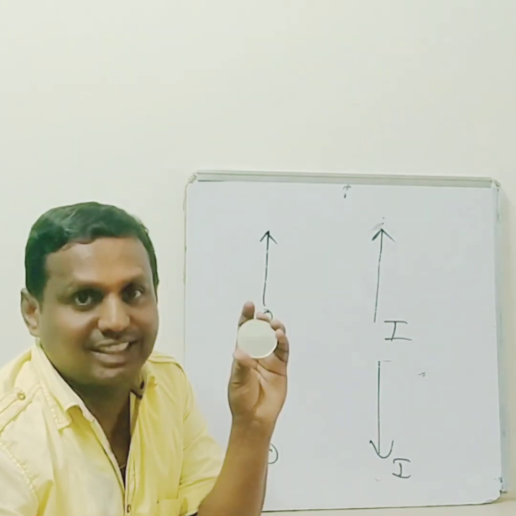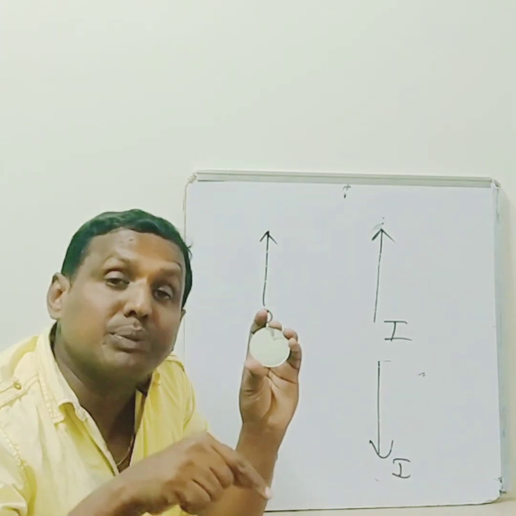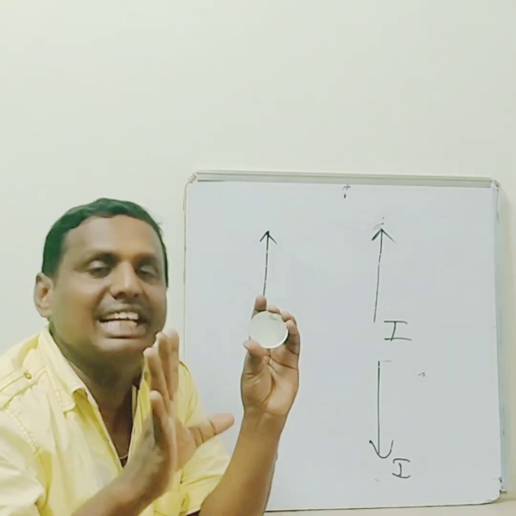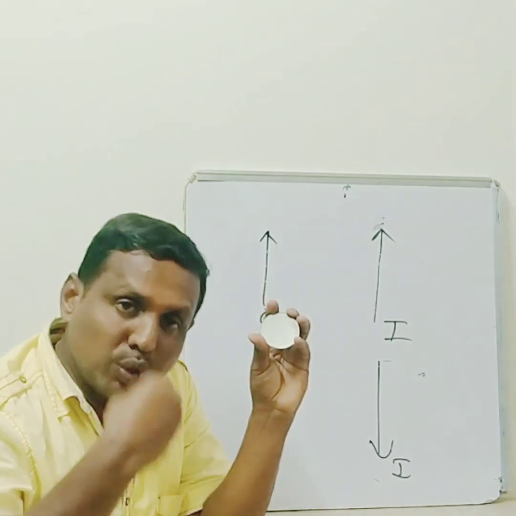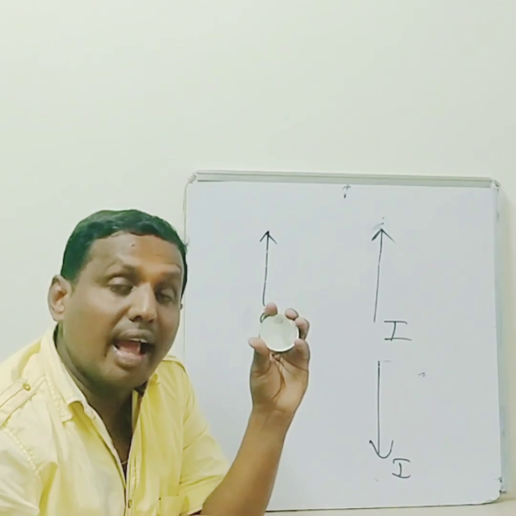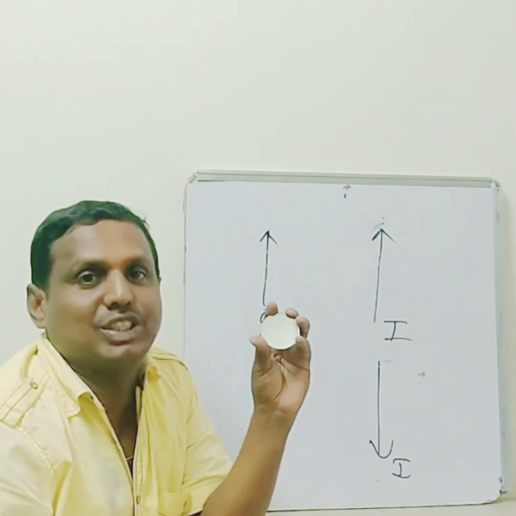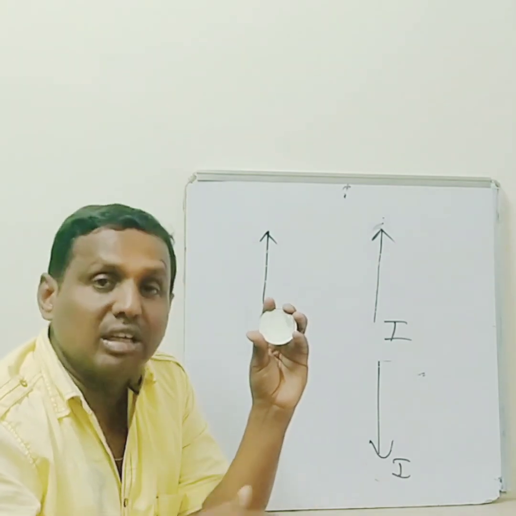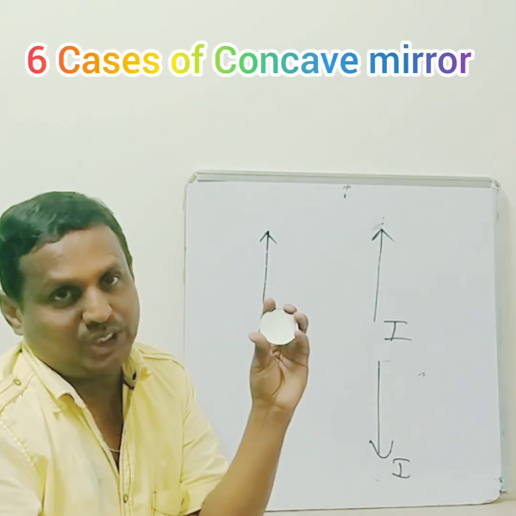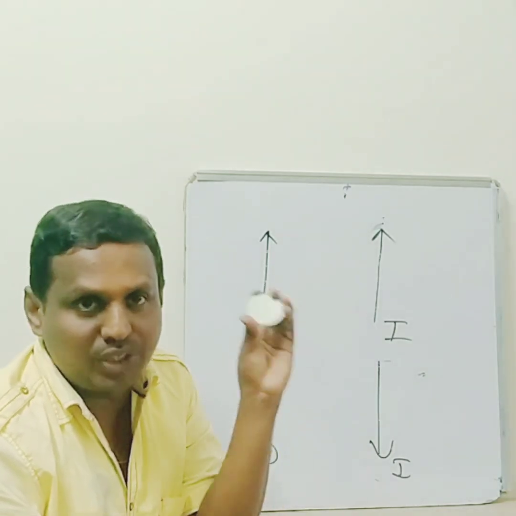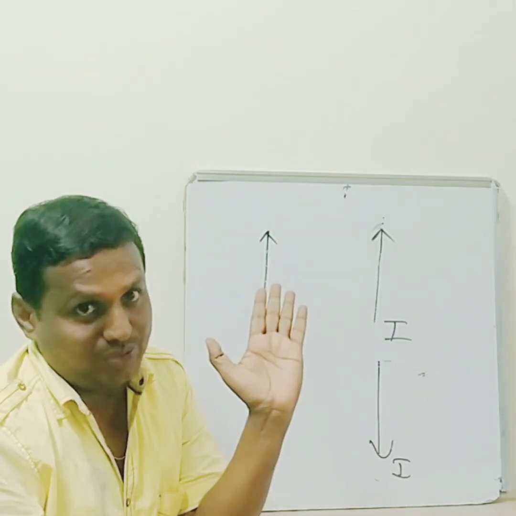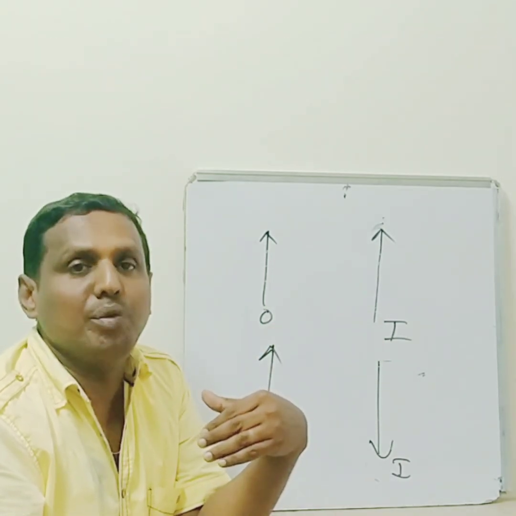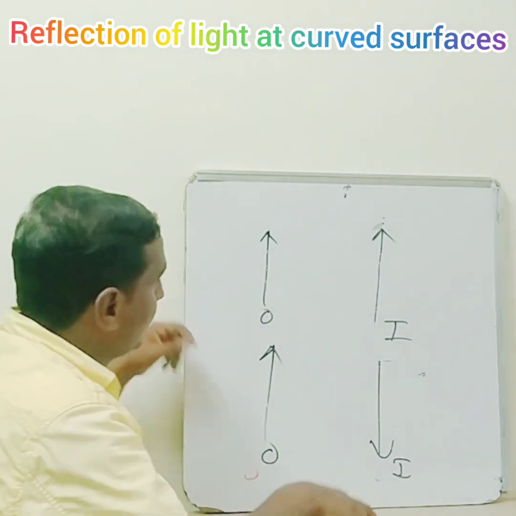We have six cases. Depending upon the object position, we get the image position. We can discuss six cases very clearly: object position, image position, and characteristics of the image, whether the image is inverted or real or virtual, erected, diminished or magnified. Okay, dear students, so please keep on listening. Now I am going to explain the six cases of concave mirror. Very, very important topic here.